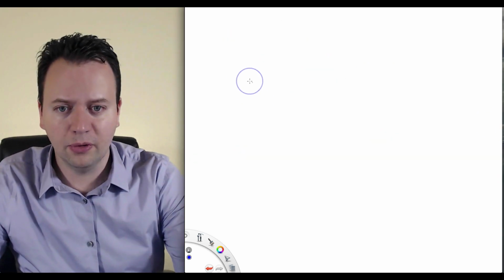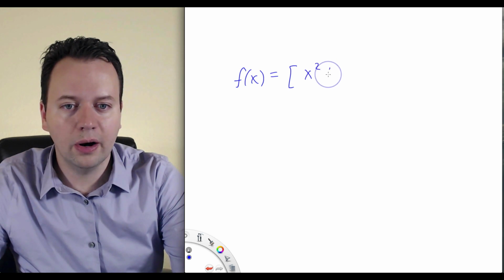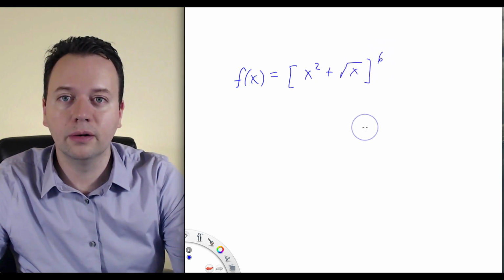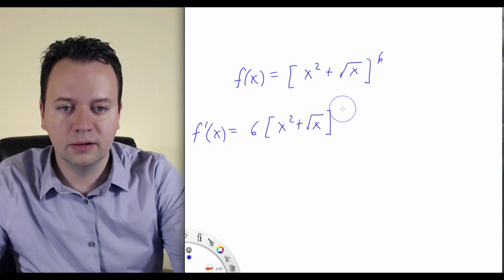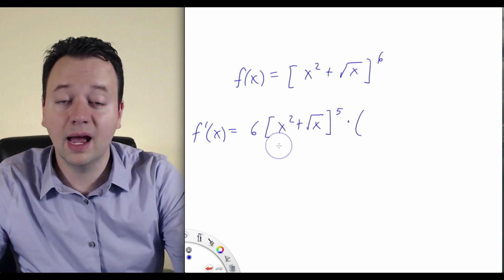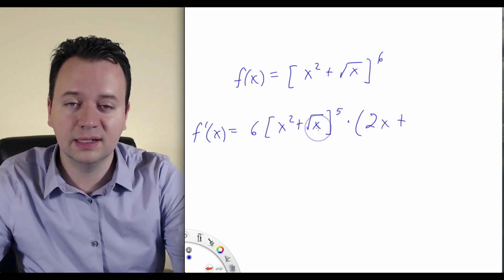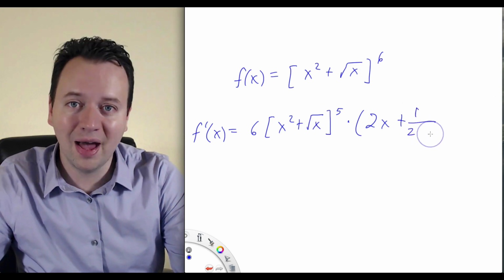Let's do one more example. So suppose we have f of x is equal to x squared plus the square root of x, to the 6th power. f prime of x is 6 times x squared plus the square root of x to the 5th power, and then times the derivative of the inside, which is 2x plus, there's the square root of x again, that's x to the 1/2, so it's 1/2 x to the minus 1/2.